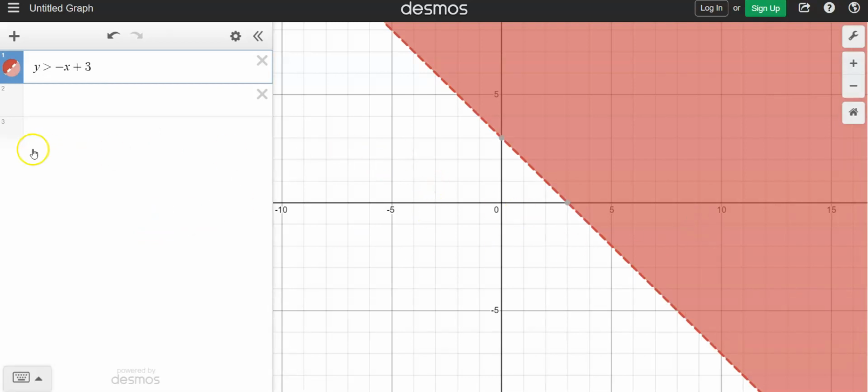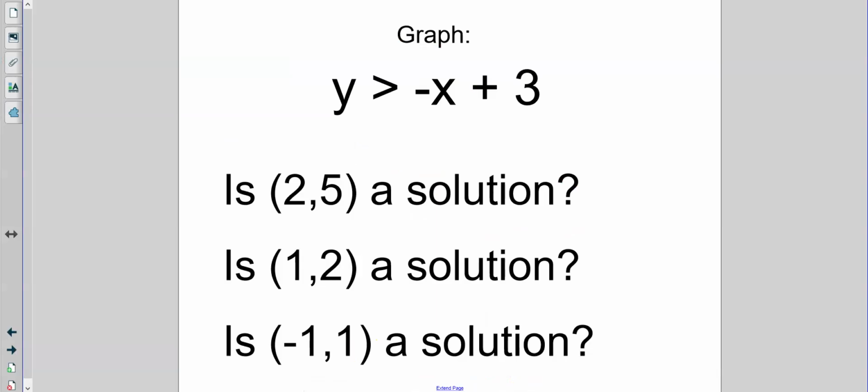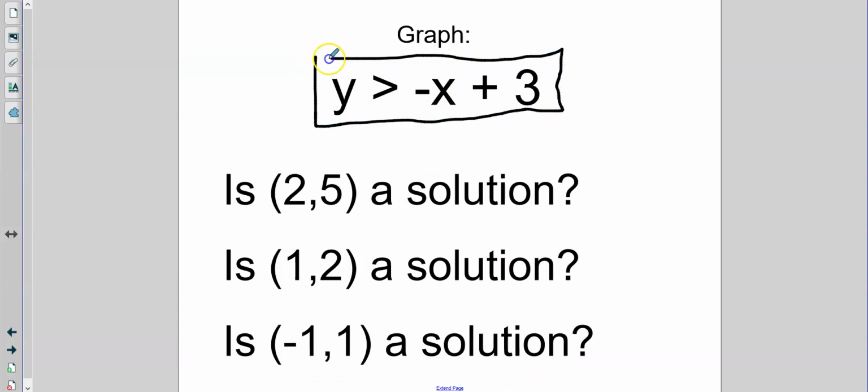Now, that's easy enough, but then we want to ask ourselves some questions. So let's go back to our original questions. And so here's the graph that we have looked at. We know what it looks like now. The questions are, and it gives us an ordered pair, an x and a y value, remember. Is this a solution? So our points are going to be (2, 5), (1, 2), and (-1, 1). And we just want to know, is this a solution or not?